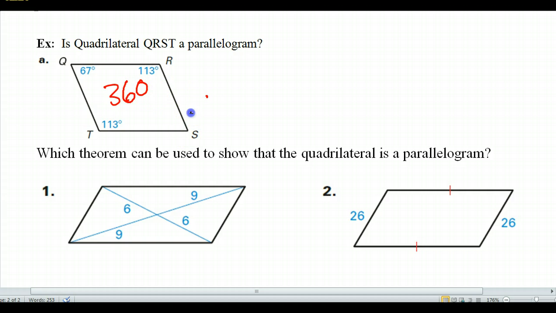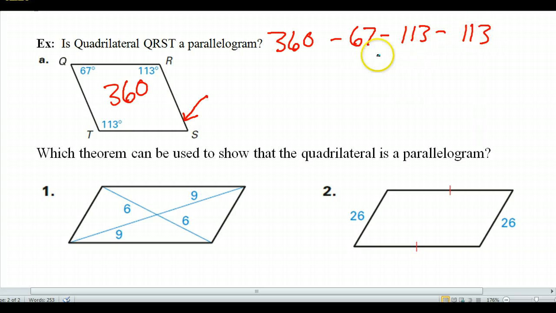So I could find the missing angle by subtracting these three angles from 360. So somebody do that. Everybody do that. Everybody go 360 minus 67 minus 113 minus 113. Tell me what you get. 67. Okay? So we come out with 67.